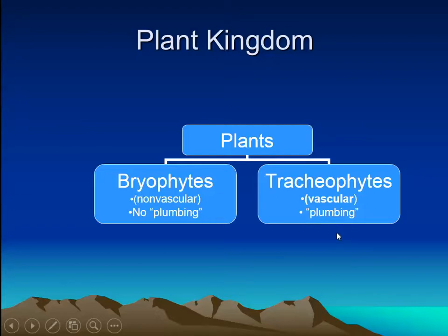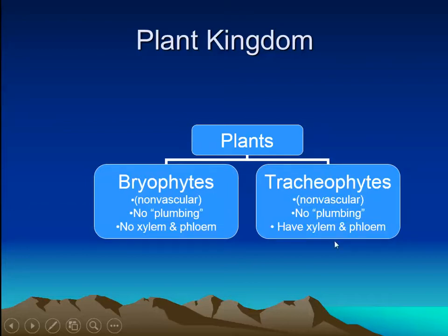So again, I like to think of tracheophytes as plants with plumbing, with tubes running up and down, bryophytes with no plumbing. But the official way scientists refer to these plants is that these are vascular plants. They have tubes. These are non-vascular plants. They don't have tubes. Now, do any of you remember from 4th grade or from high school what we call these tubes that run up and down tracheophytes? What do we call plant tubes?